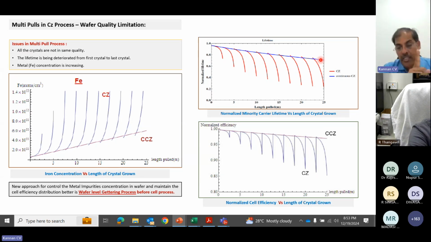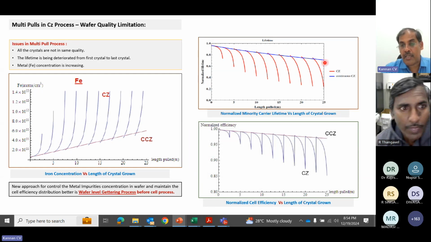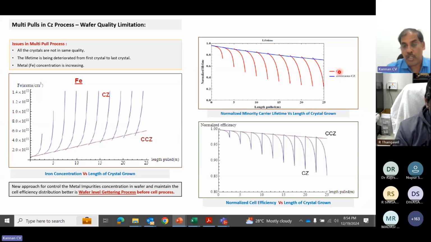Suppose you grow one crystal, or maybe in a batch process you grow one crystal, then load and charge it again, the minority carrier lifetime for the second crystal, third crystal, all those, will be relatively lower. When you go with the continuous CZ, you are still not able to maintain the same minority carrier lifetime across the entire length for all the crystals, but at least the degradation is lesser than the batch process or the recharge process.